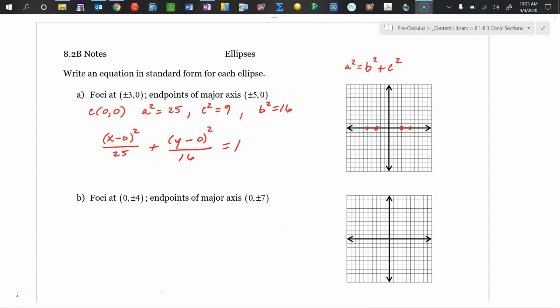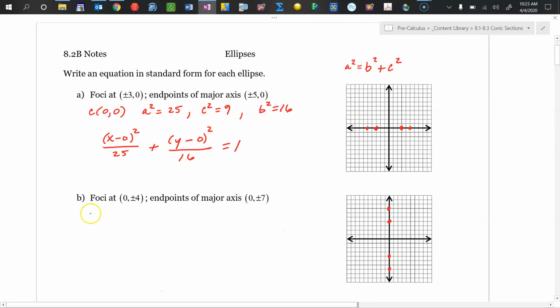Let's try another one similar to that. So we know that we have focal points, plural is foci, at 0 plus or minus 4. So 1, 2, 3, 4, there is one focal point. 1, 2, 3, 4, there's another focal point. So we know that this is going to be an ellipse that's longer in the vertical direction. Endpoints of the major axis at plus or minus 7. So those are 4, 5, 6, 7. So there, 5, 6, 7 there.